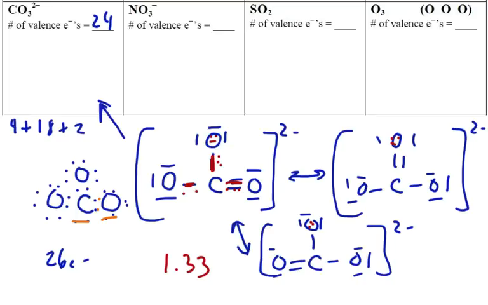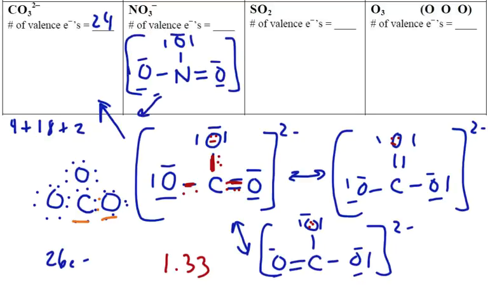So if I did NO3, it turns out I'm going to have a very similar sort of picture, because when I do this, I'm going to find out I need to make a double bond to one of my oxygens. So I'm going to end up with three resonance structures, and I'm not going to draw them in here, but that's what happens.